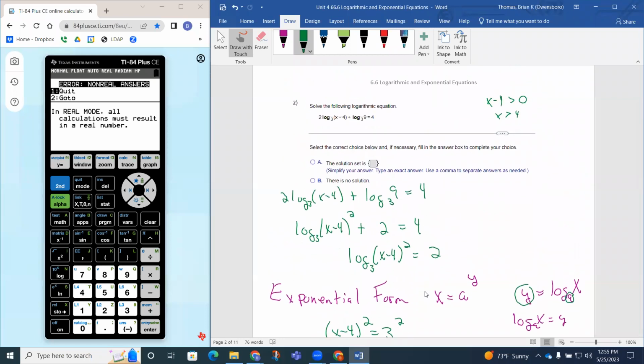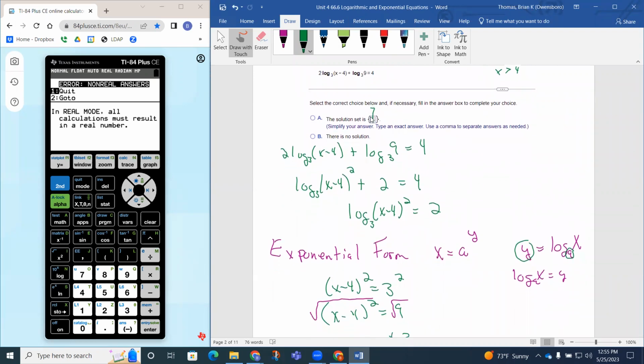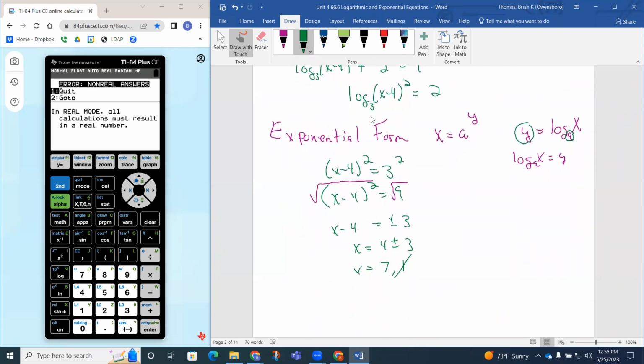So the solution set becomes just the 7. So we have to watch out for domain restrictions because you've got to take the log of something greater than 0. So what makes x minus 4 greater than 0? Well, x has to be bigger than 4, because if you pick a 4, that's going to make it 0, and you can't take the log of 0. So the 1 does get excluded out of that problem, as it crashes that question. So 7 is the only solution.